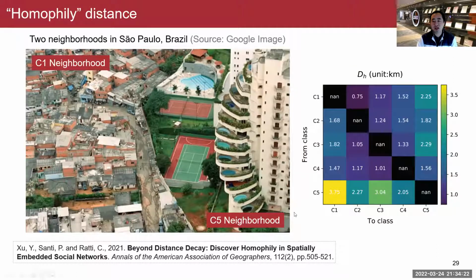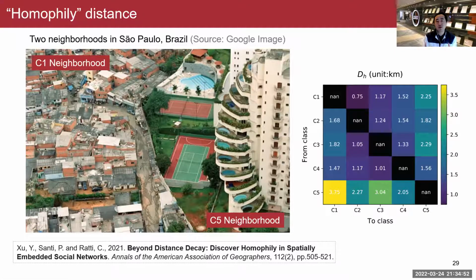So in the case of Singapore, we find that the homophily distance between the very rich and poor neighborhood is about, as you see here, 3.75 kilometers. What does that mean? That means in a city like Singapore, if two rich neighborhoods are even 3 or 4 kilometers away from each other, their communication frequency is as high as that of the very rich and very poor community, even when they are immediately close to each other.